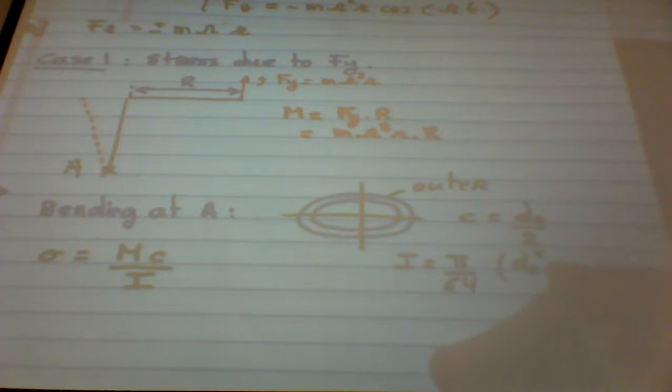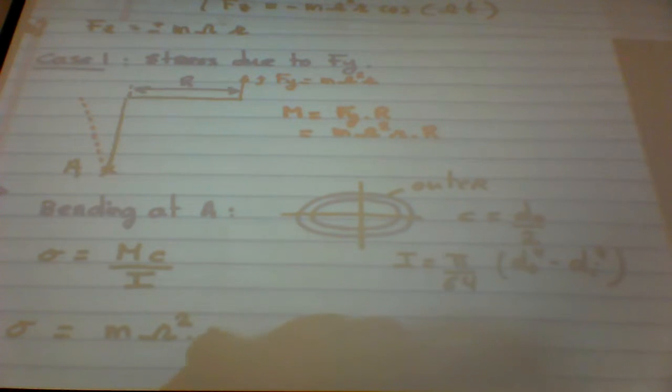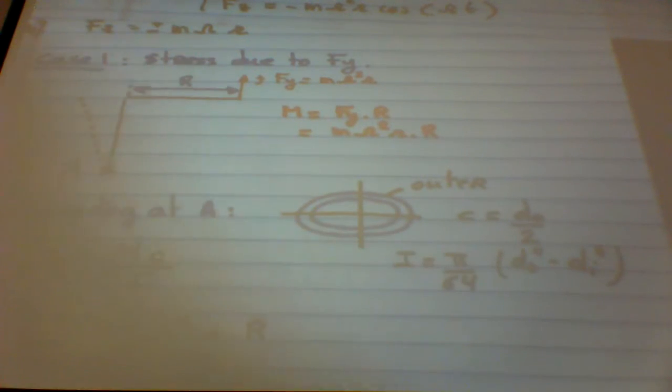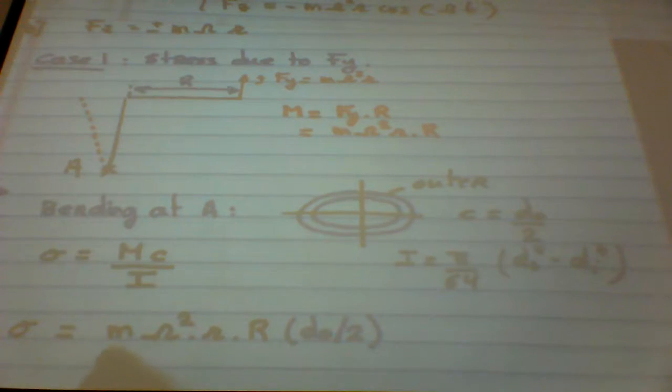D outside to the 4th minus d inside to the 4th. Okay? So at the end, the bending stress is equal to: the expression will be m omega squared, little r, capital R, outside diameter divided by 2, divided by pi over 64, d outside to the 4th minus d inside to the 4th.